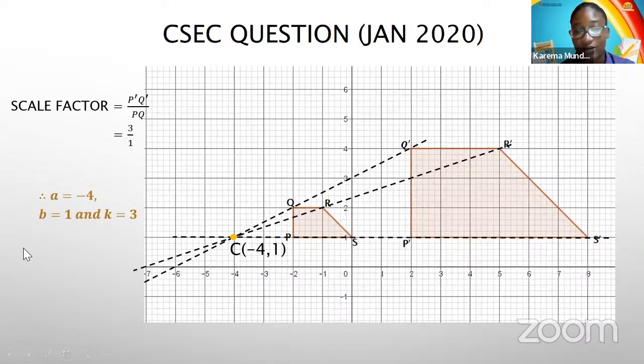So good, Galaxy. We have all the things, so we don't have to be confused about A and B and K. Once we know what they represent, we can easily say scale factor K is equal to 3. And based on my center, since A appeared first in the bracket, A must be -4, which is the X value. And B, which is our Y value, would have to be equal to 1. Awesome.